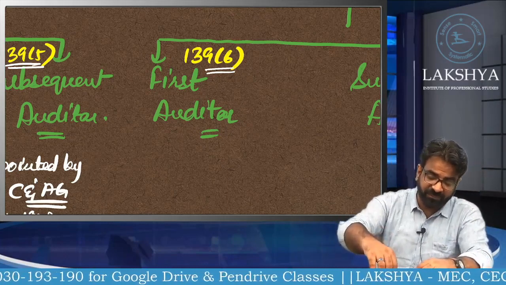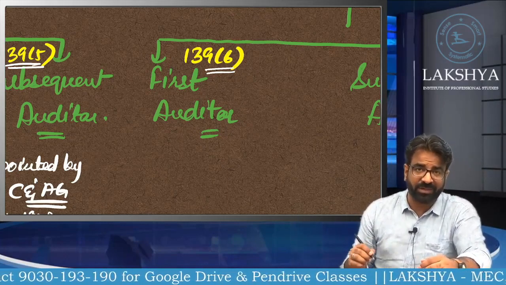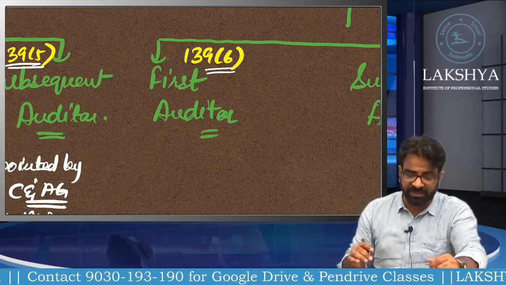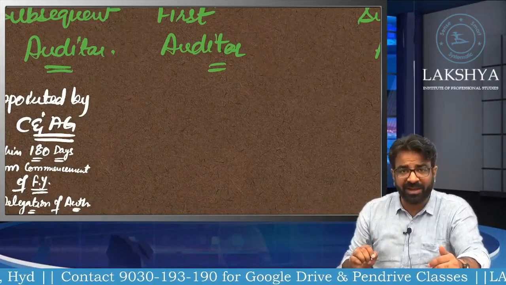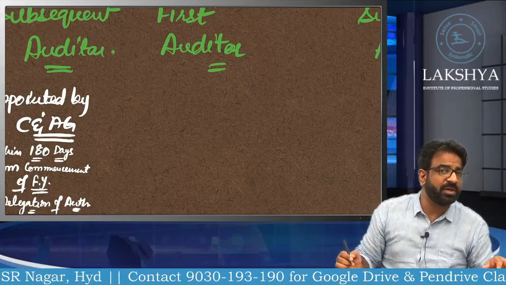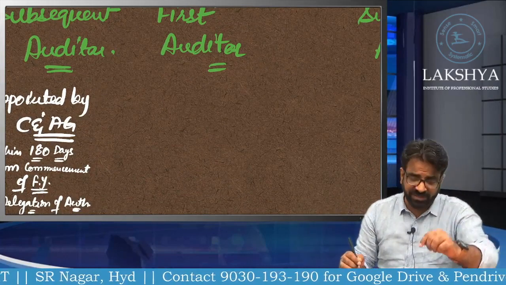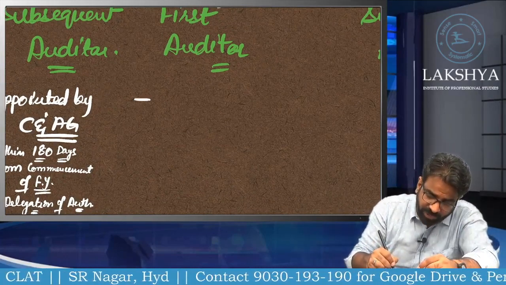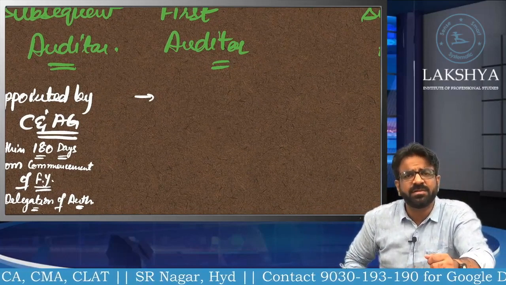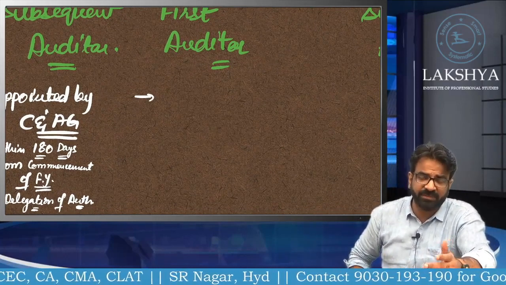So what is the auditor we are doing? First auditor of which company? Non-government company. Section number 139 subsection 6. First auditor means the auditor who is going to do the audit for the newly incorporated company for the first time. So who is going to appoint? Is it a government company or non-government company? It's a non-government company. So obviously CAG will not participate.